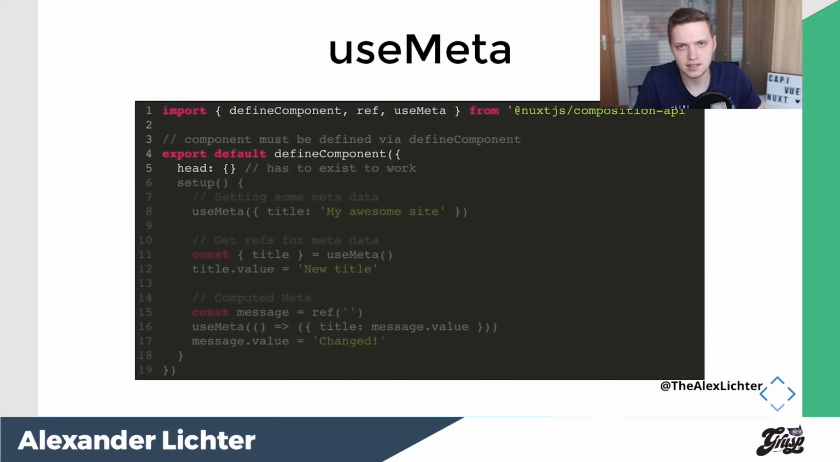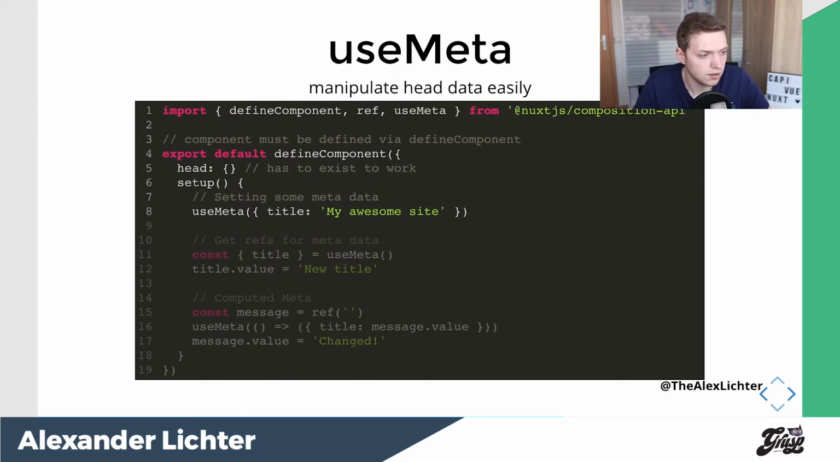And the next one is useMeta. What is very important is that we can also alter metadata, one of the coolest features of Nuxt, to define title, meta tags, and so on. And in here, it's very important that your component must be defined through the defineComponent exported by the Nuxt.js Composition API, because there is some reactivity workaround. And also you need an empty head top level key. So in here, line 5, you see head, empty object. This has to exist, otherwise it won't work.